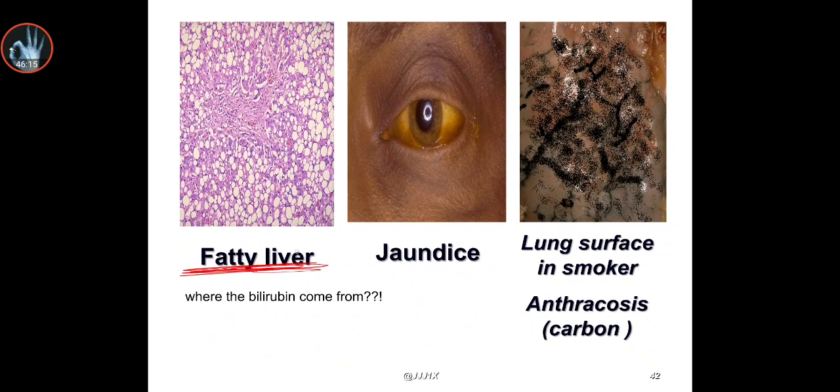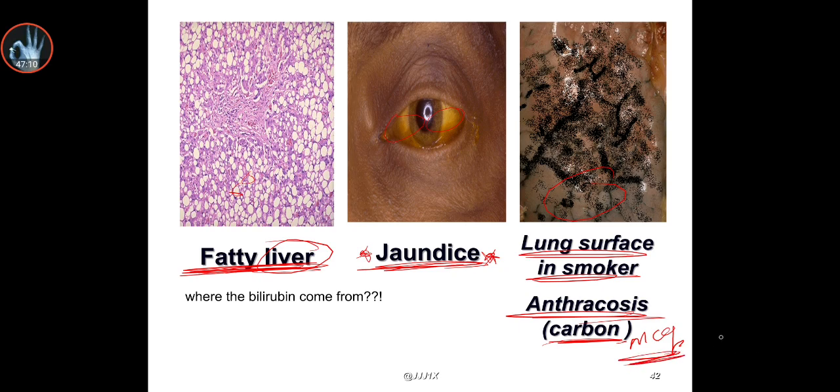So this is a picture of fatty liver accumulation. Here we have a pigmentation such as jaundice, which is due to increase of bilirubin. Jaundice is the yellow coloration that you see in the eyes. We also have the lung surface of a smoker, as you see here, due to the deposition of carbon, which we describe by the term anthracosis. This is a term that comes up in many questions.